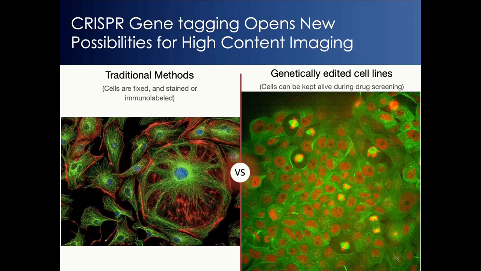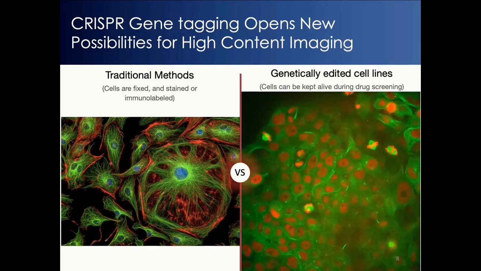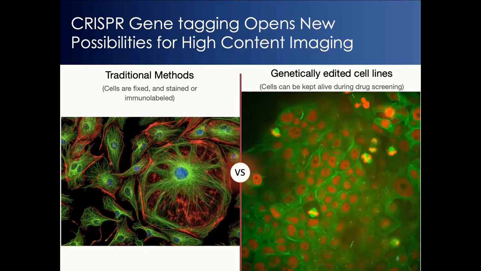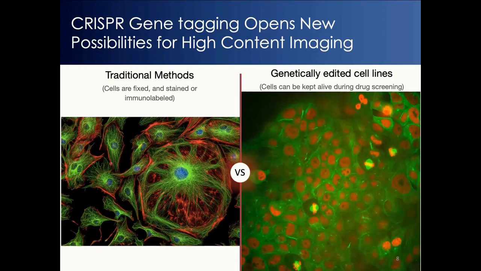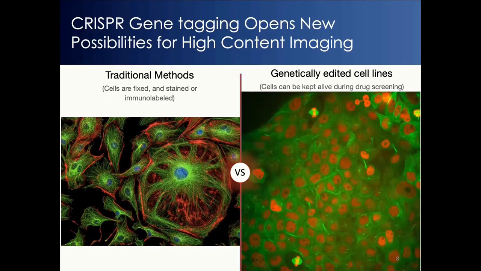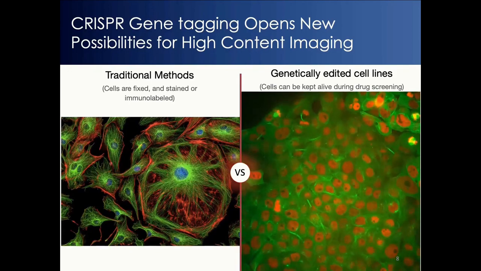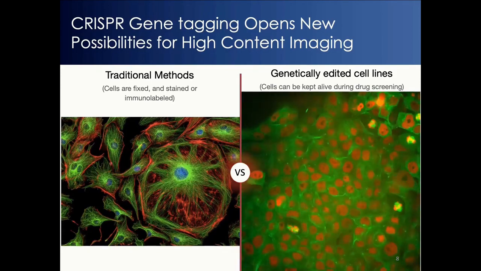So CRISPR gene tagging opened new possibilities for executing high-content imaging experiments. Instead of the traditional method that relies heavily on working with fixed cells and dead cells, you can imagine working with cell models where your endogenous targets are naturally labeled, and you can track these targets, see what happened to your cells, and execute live cell analysis without the use of antibodies or stainings.